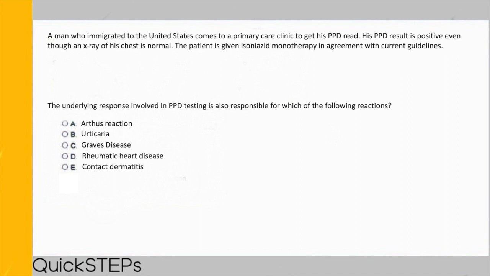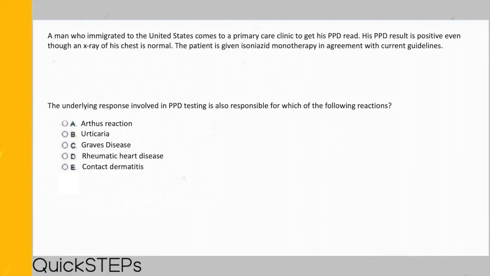The underlying response involved in PPD testing is also responsible for which of the following reactions? A. Arthus reaction. B. Urticaria. C. Graves' disease. D. Rheumatic heart disease. E. Contact dermatitis. Okay, so there was a similar question in the dermatology video. So if you've watched that, you might have a little bit of a leg up. But for those who didn't, don't worry, we're going to go through it.